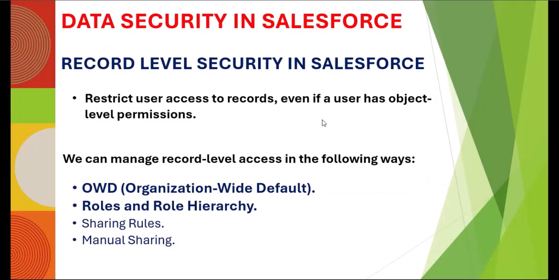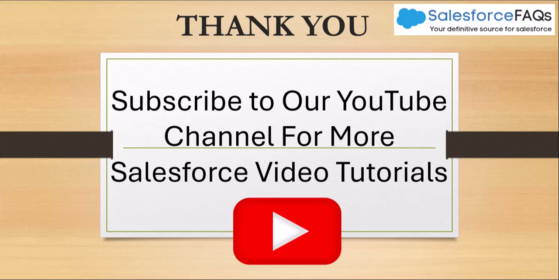Now in this video we have seen record level security in Salesforce. In that I have explained OWD in Salesforce, then roles and role hierarchy. In OWD I explained public read write and public read only. And what if the OWD is private and we want to access other owners' records? For that we have roles and role hierarchy in Salesforce. In the upcoming videos we will see sharing rules and then manual sharing. I hope whatever I have explained you understood.